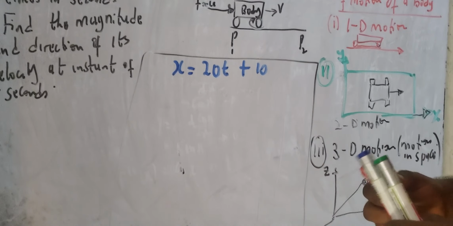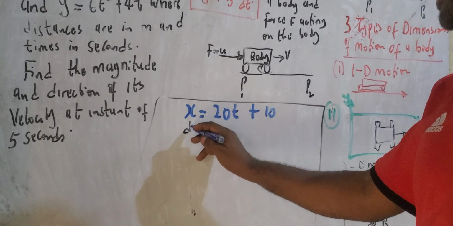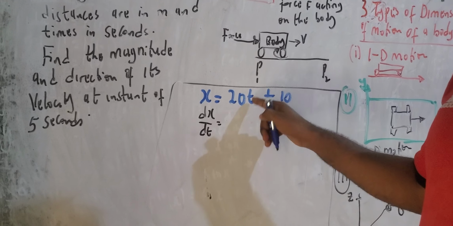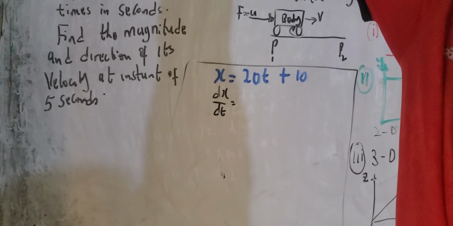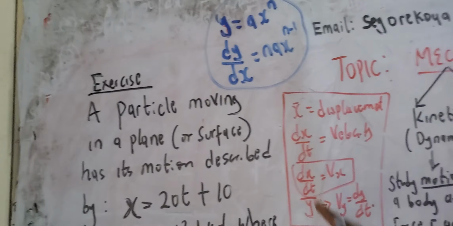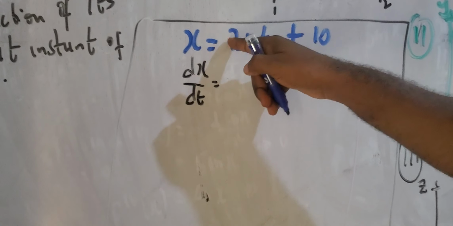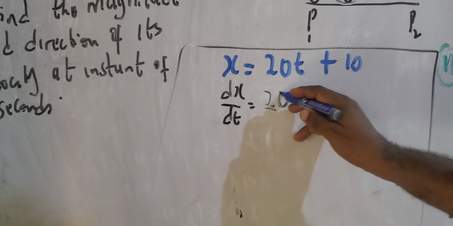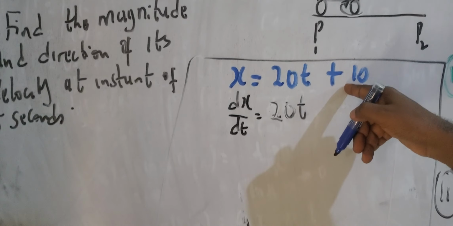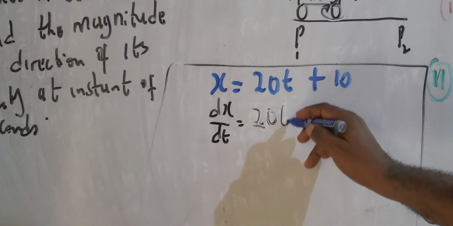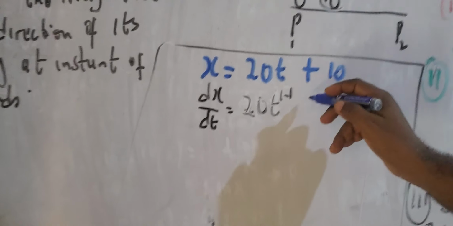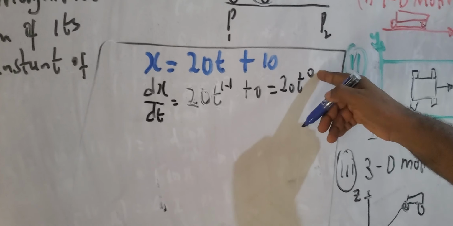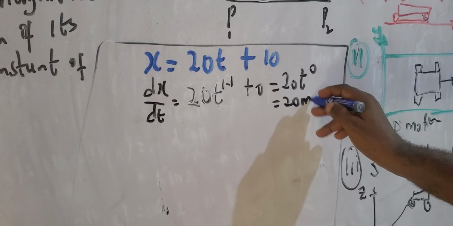To find the velocity along the x-axis, we say dx dt. Then we are going to differentiate each term separately. The differentiation of this one means this power I use it to multiply, like I've explained up there. This t is raised to power 1, so use it to multiply. So it's going to give us 20t raised to power 1 minus 1. The differentiation of a constant is 0. So this can be written as 20t raised to power 0. t raised to power 0 is 1. So this one is simply 20 meter.